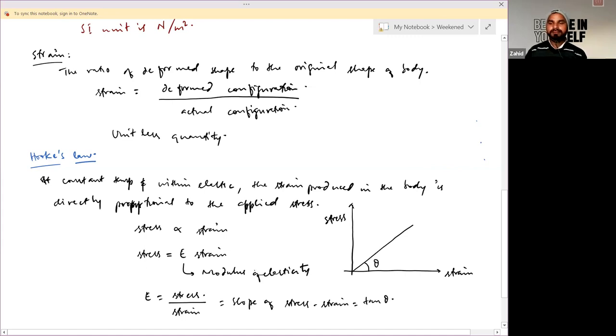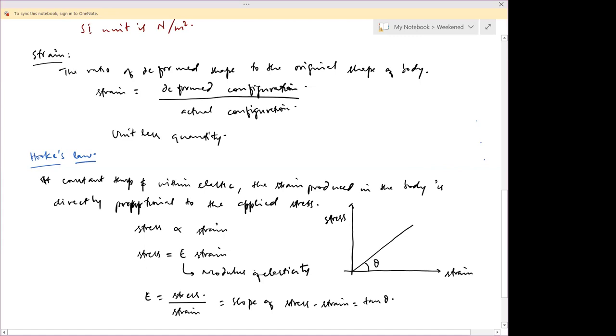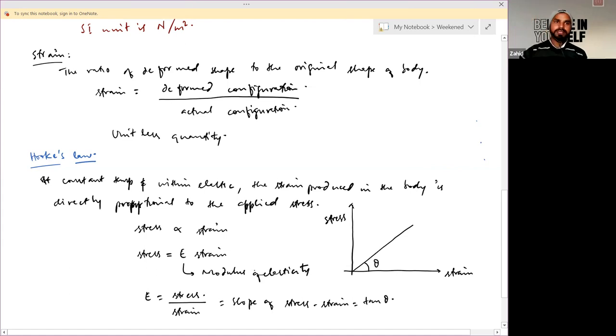Is it clear? Yes, sir. Abdul Wahid, any doubt in this Hooke's law?